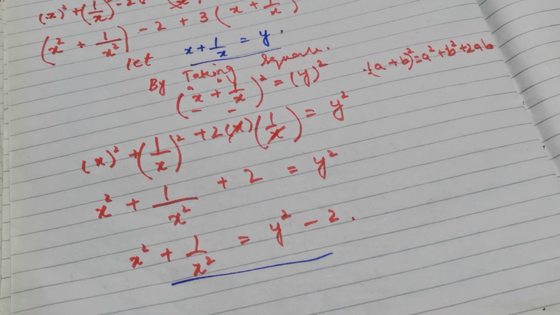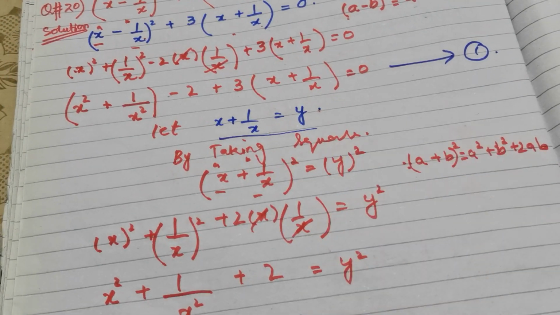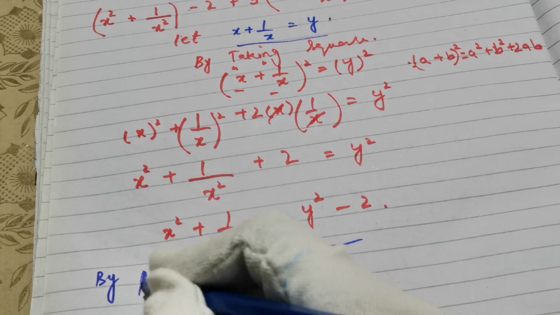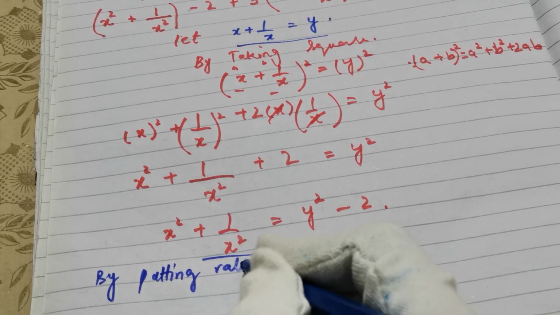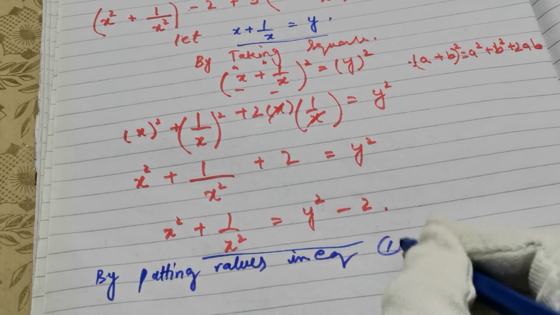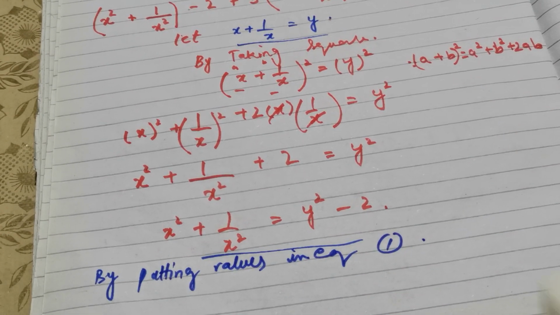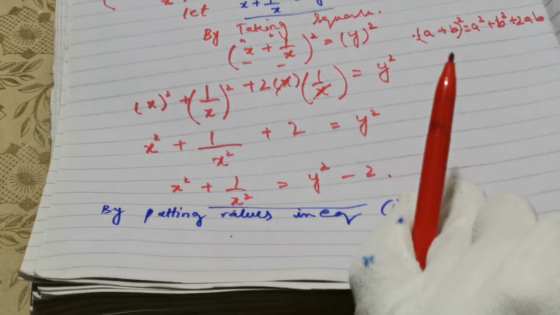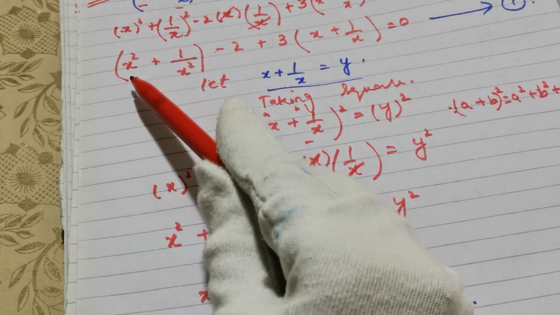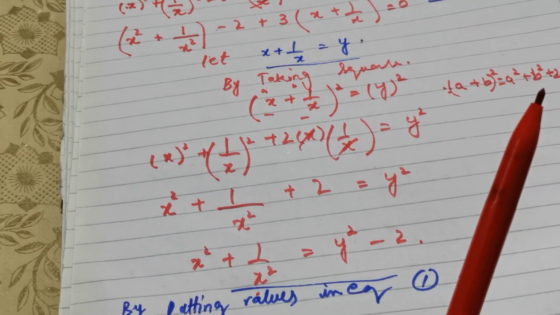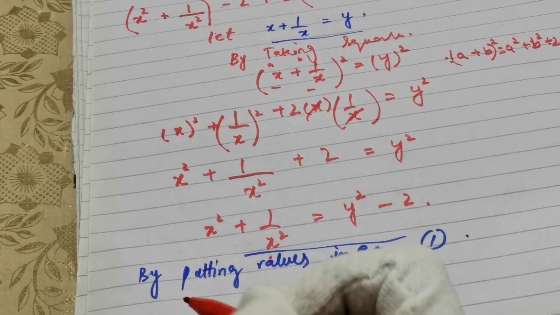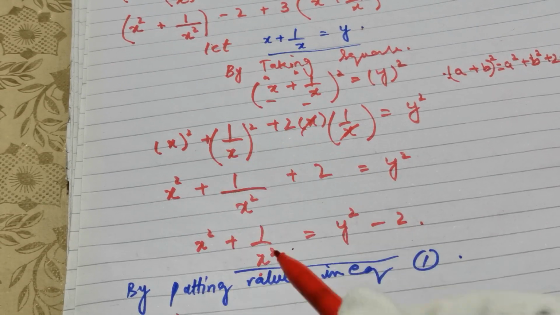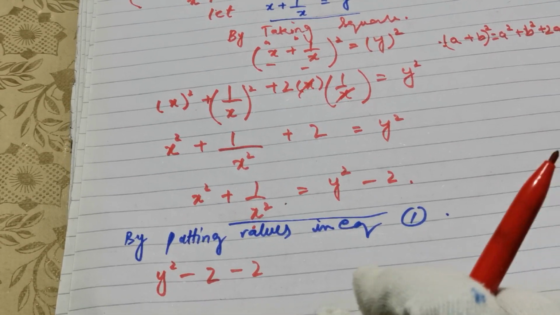We name this equation 1. So by putting values in equation 1, we put x² + 1/x² equal to y² − 2. So here, instead of this term we will write y² − 2, and this is already minus 2, so we write it as it is, minus 2.